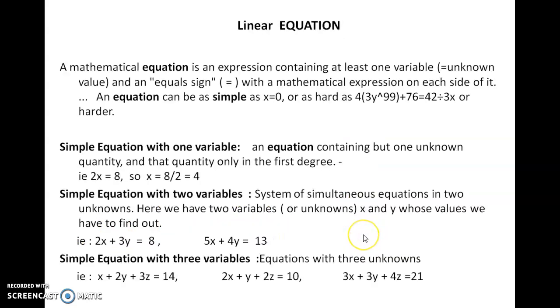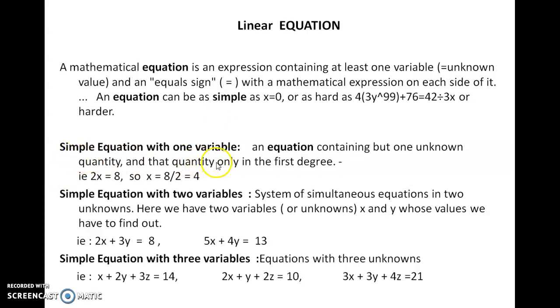Next, linear equation. So we are going to see this linear equation. Linear equation also is called a simple equation. So here the mathematical equation is an expression containing at least one variable, that is an unknown value, and the equal sign with a mathematical expression on each side of it. An equation can be as simple as x equal to 0, or it can be as complicated as 4 into 3y to the power 99 plus 76 equal to 42 divided by 3x. Or it can be anything else also, little harder than this also.